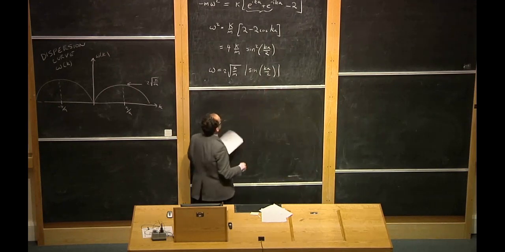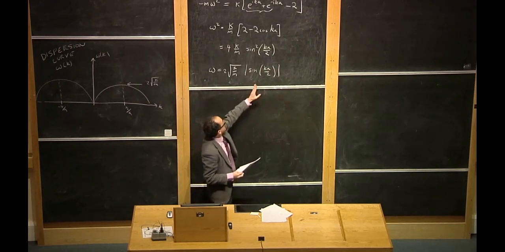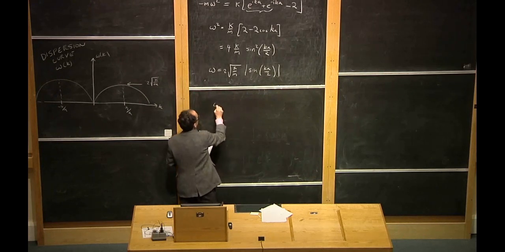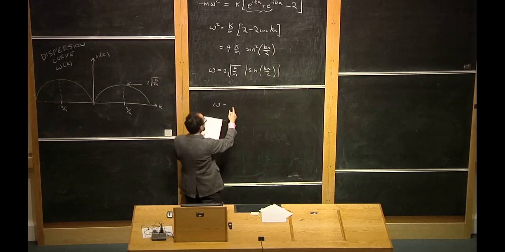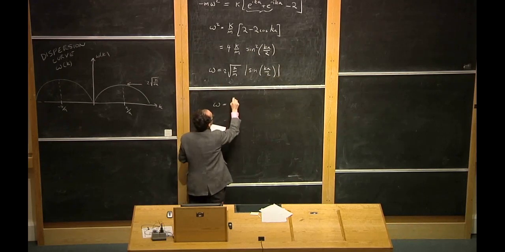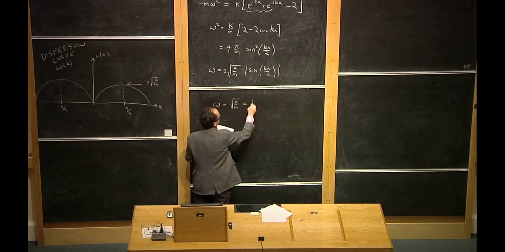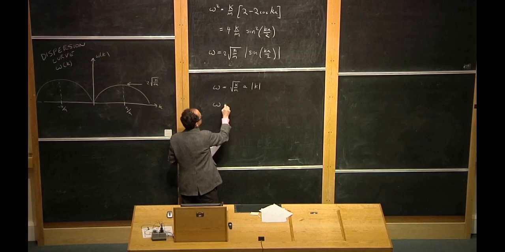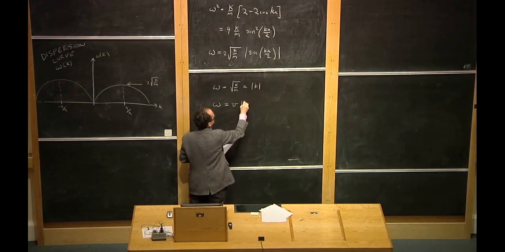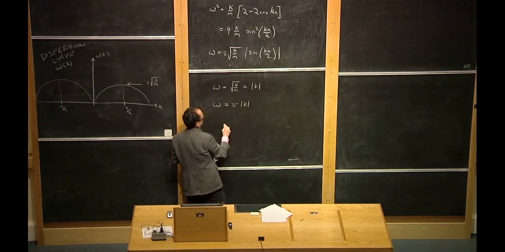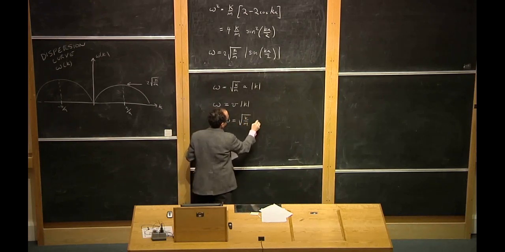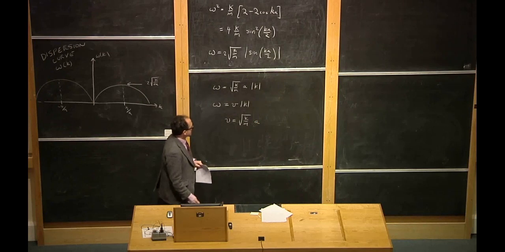The way we figure out what sound is doing is we go to k very close to 0. We expand this thing, we expand the sine, and we end up getting, what do we get? Well, the 1/2 cancels the 2, and we get square root of kappa over m times a times absolute k. And you'll remember the definition of the sound velocity is that frequency should be sound velocity times absolute k, and so we've derived the sound velocity is square root of kappa over m times a. There we have our sound velocity.